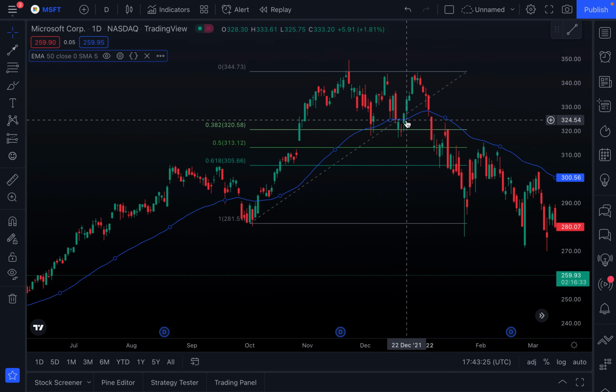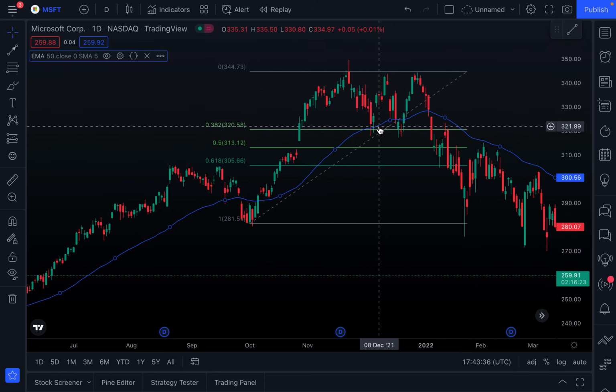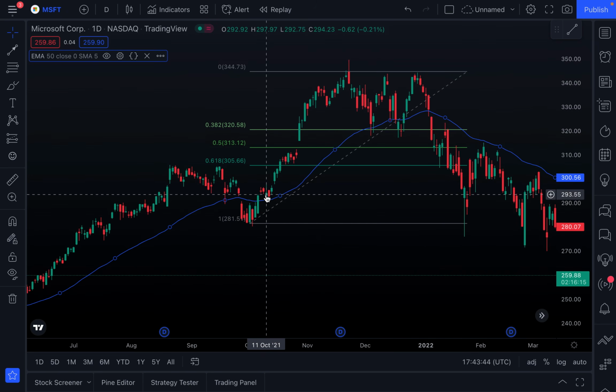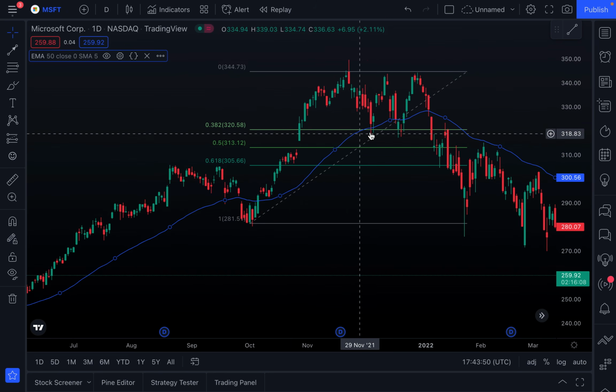Why is that important? Why do we care? Because you don't want to trade against the trend. The trend is your friend. So during this time, since Microsoft was in an uptrend, we probably only wanted to look for long positions, for buying opportunities. You didn't want to short because you don't ever want to go against the trend. And so now that we understand what the trend was, we were in an uptrend, we know that we're looking for potential buying opportunities.